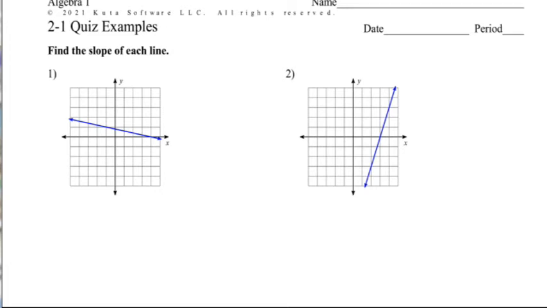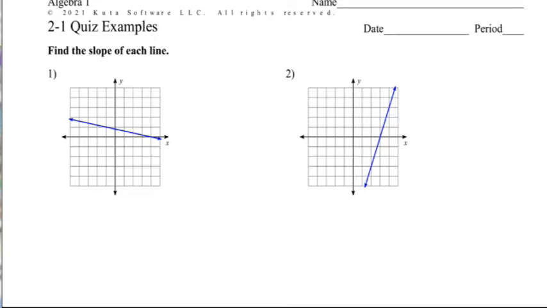Hi everyone. This video will demonstrate solutions to the types of problems you can expect to see on this week's quiz. Each problem type will have two problems. Watch the first problem, watch the first solution, pause the video, attempt the second problem, and then resume the video to watch the solution and compare that to yours.